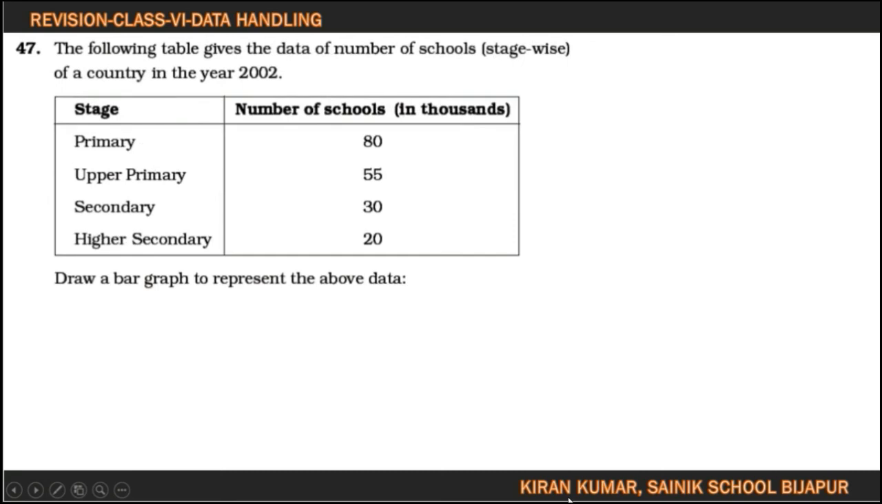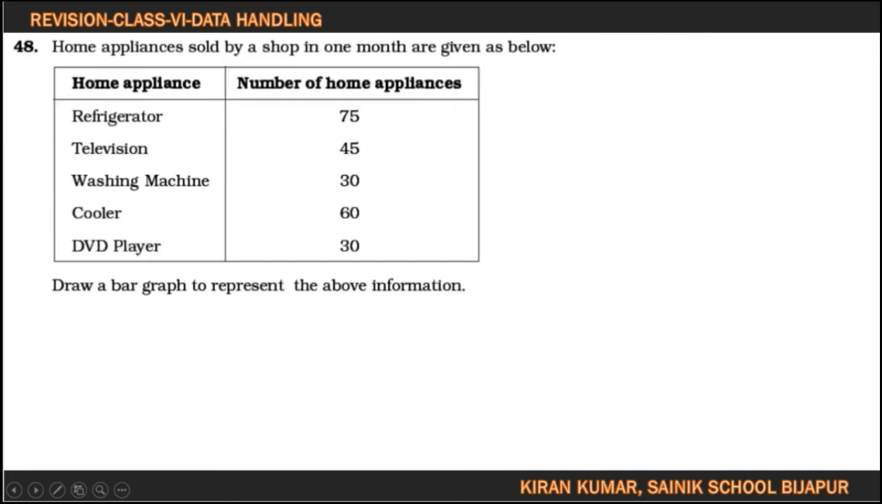One more question. These are the data related to the number of schools of a country in 2002. We need to represent this data using the bar graph. And one more question, and this is the last question. Home appliances sold by a shop in a month are given. We need to represent this information using the bar graph.